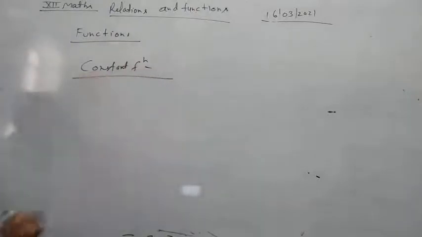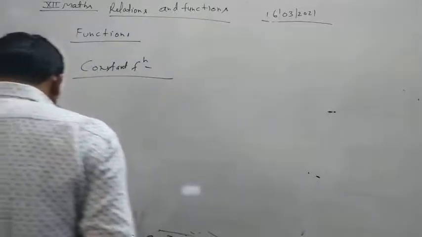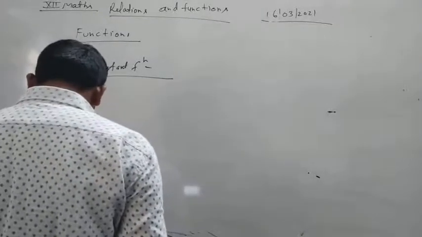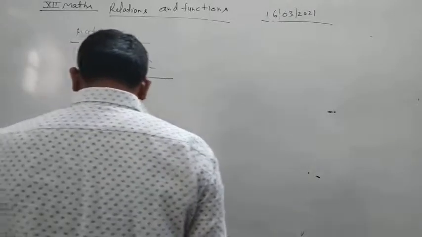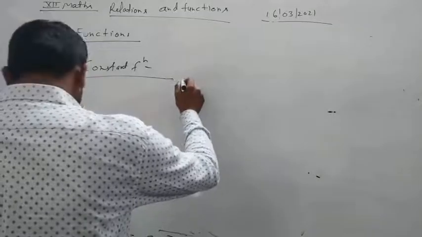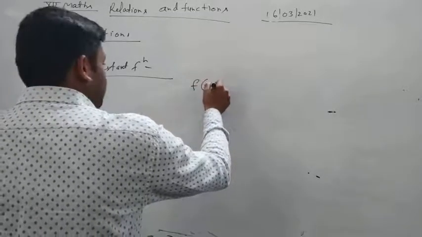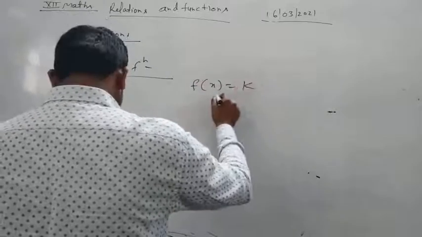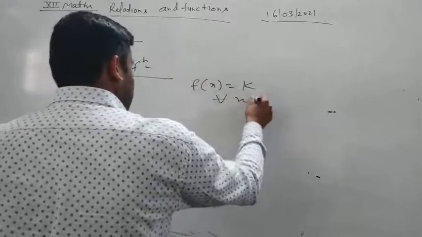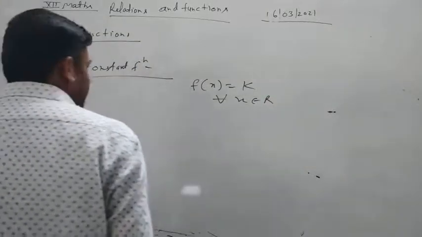So, students, what is a constant function? If k is a fixed real number, then a function f given by f(x) = k for all x belonging to R is called a constant function.